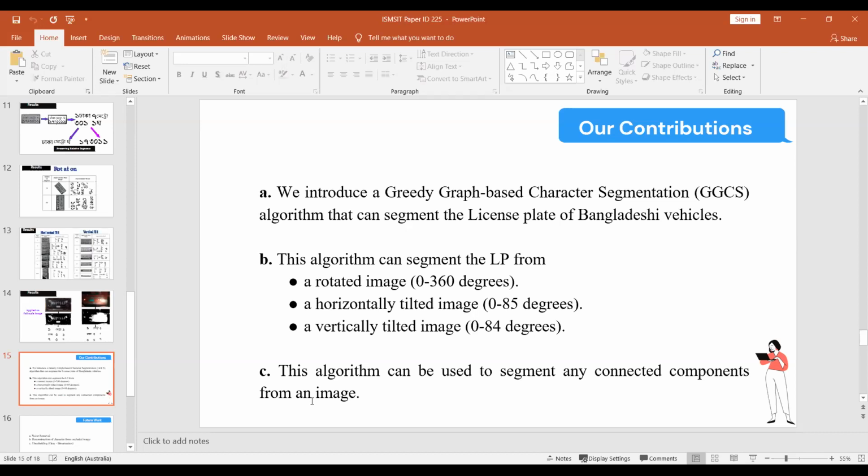But I think after 90 degrees, the relative sequencing may differ, but we can segment. A horizontally tilted image up to 85 degrees and a vertically tilted image up to 84 degrees. And this algorithm can be used to segment any connected components from an image.